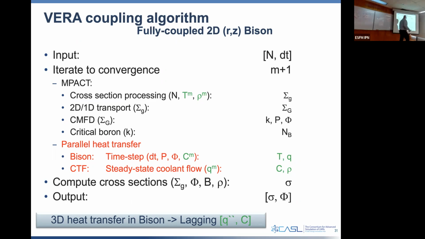So when we did that, now I have to solve with the 2D Bison with some guess for what that clad surface temperature is. But I also have to solve Cobra-TF with some guess for what the surface heat flux is. Because when you run a two-dimensional Bison, some of the power deposited here might conduct axially and then radially out. And so what was deposited in one axial node might come out in a different axial node. So I have to lag by iteration that surface heat flux.